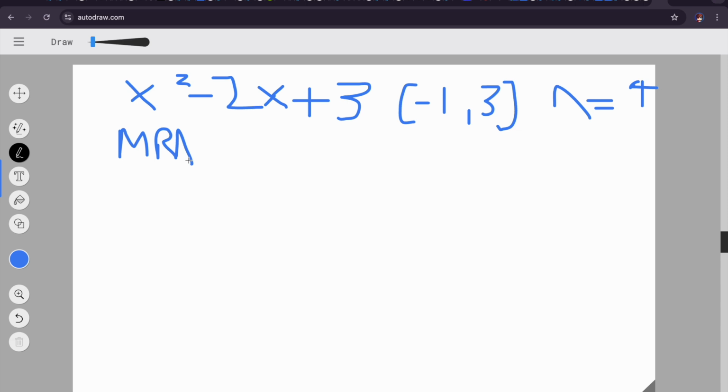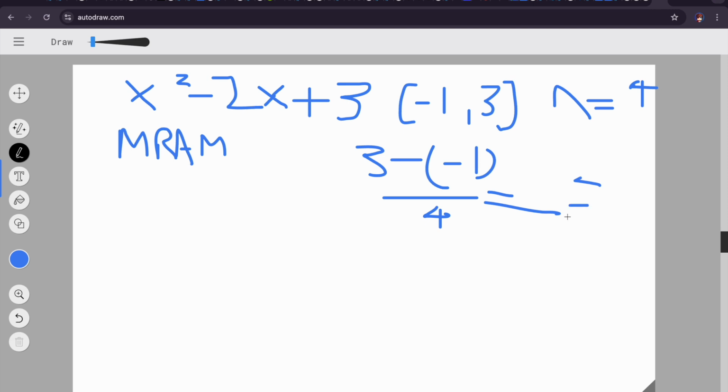Okay, so now we're going to be doing an MRAM problem, which is going to be finding the intended height from the middle of the rectangle this time. And we also have 4 rectangles that we're going to be using. So first of all, again, 3 minus negative 1 over 4. Oh, it's always 1. These are some of the easiest ones, so that's probably why. But of course, you're going to have to change that once you get a width higher than 1. You're going to have to multiply by another number besides 1, besides just the height.